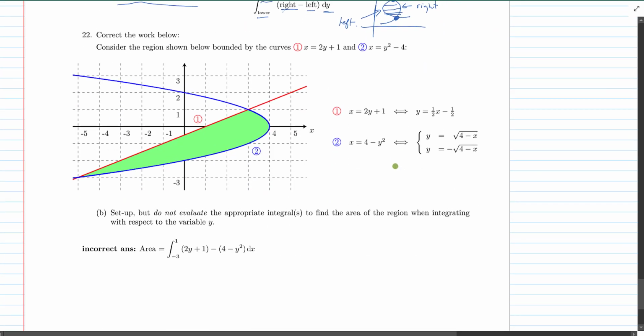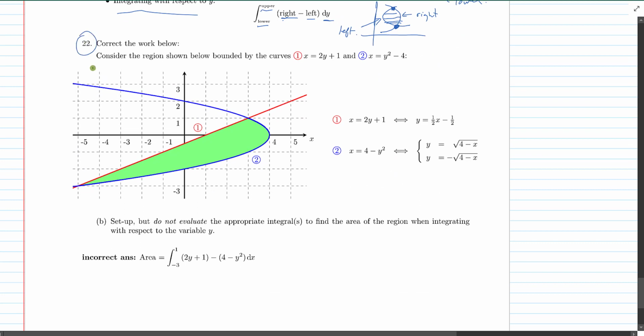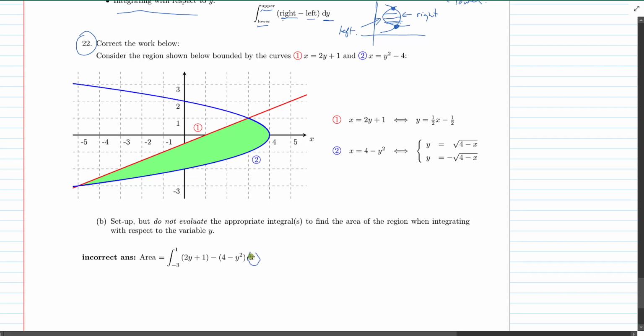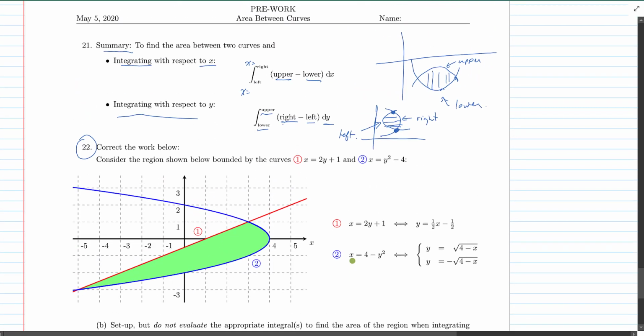And now I'd like you to try number 22 on your own. There's just a minor error on number 22. Actually, I guess there's two errors that you'll spot. One is that this is integrated not with respect to y. This should be integrated with respect to y, so you'll have to change that. And then take a look at this and see if you can spot the error and then correct it for number 22. And that finishes up the last pre-work of the last assignment. Congratulations.